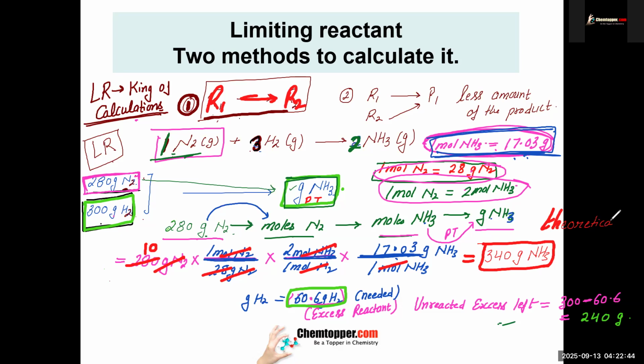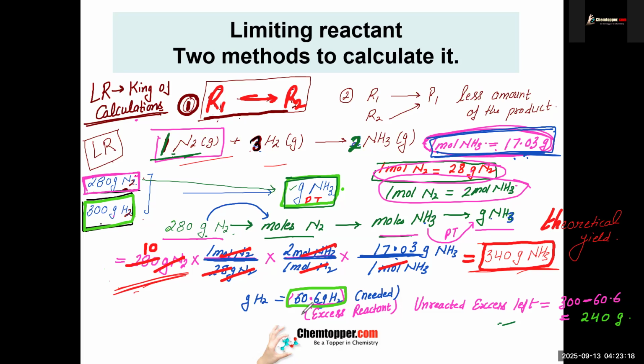Theoretical yield, the calculated one. If I take 280 grams of N2, I will get exactly 340 grams of ammonia calculated on the paper. But actually, you're not going to get this much because when you're performing the experiment, errors are there. You're expecting 340 grams, but you will not get 340 because you're dealing with gases. Some amount will be lost during the experiment. So generally, we are getting less than this.